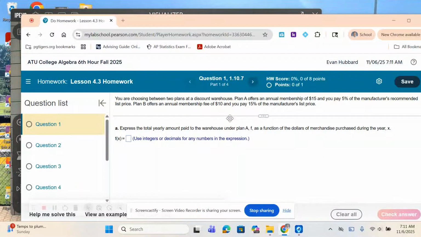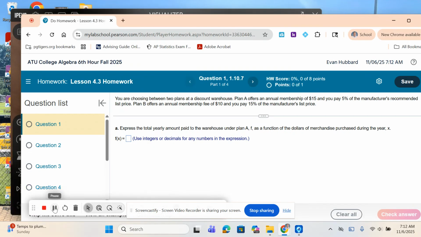All right, question one. You're choosing between two plans at a discount warehouse. Plan A offers an annual membership of $15 and you pay 5%. And Plan B offers an annual membership of $10 and you pay 15% of the manufacturer's list price. So on the first one, express the total yearly amount paid to the warehouse under Plan A, F, as a function of the merchandise purchased during year X.